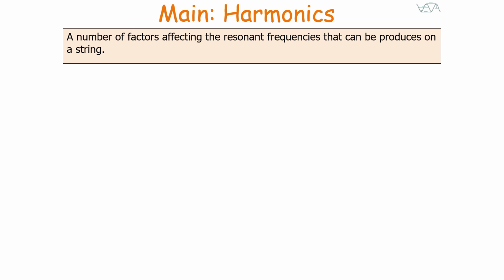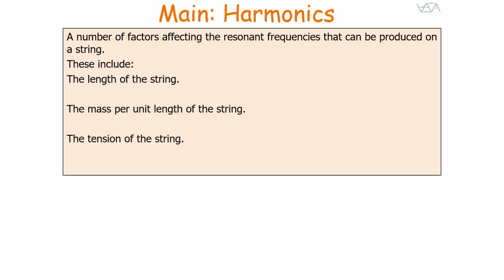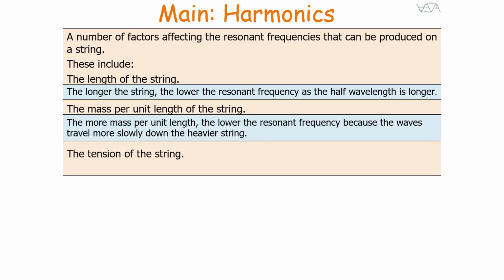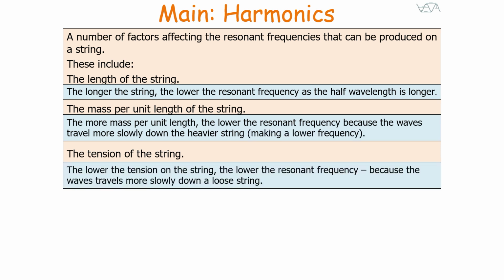Now there are a number of factors affecting the resonance frequencies that can be produced on a particular string. These include the length of the string, the mass per unit length of the string, and the tension of the string. The longer the string, the lower the resonant frequencies, because the half wavelength is longer. The more the mass per unit length of the string, the lower the resonance frequencies, because the wave travels more slowly down a heavier string. And the lower the tension on the string, the lower the resonant frequency, because the wave travels more slowly down a loose string.